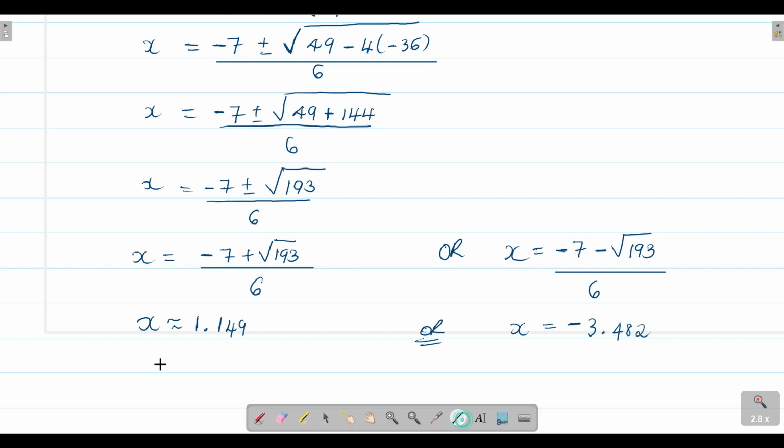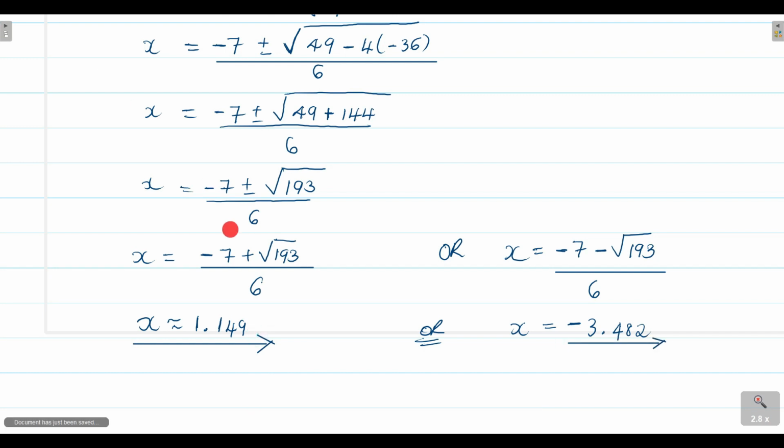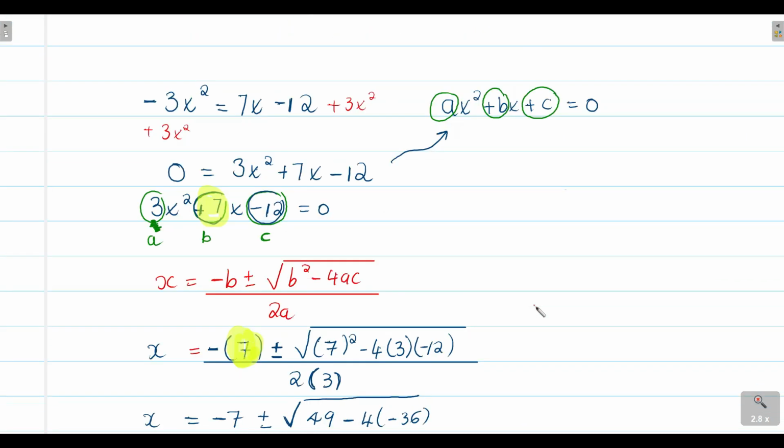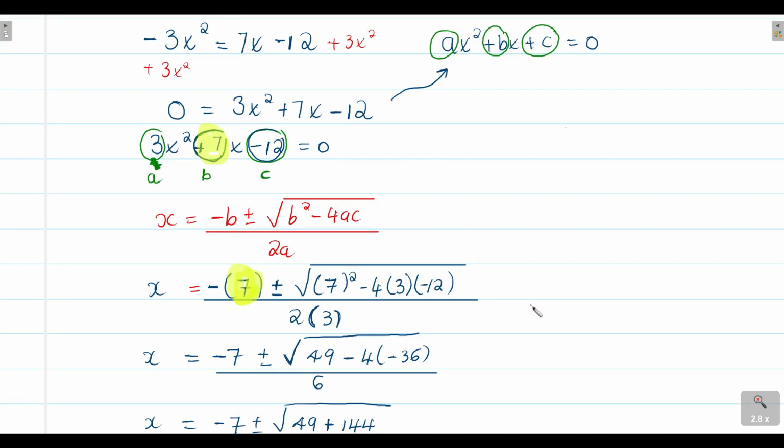Okay, so that is how you can leave your answer in surd form. Right here we've left our answer in surd form. So there are questions where they'll ask you to leave your answer in surd form, right? So this is us leaving our answer in surd form, and here is us leaving our answer in 3 decimal places. With these type of questions, just make sure that you take into consideration how they want you to leave your answer.